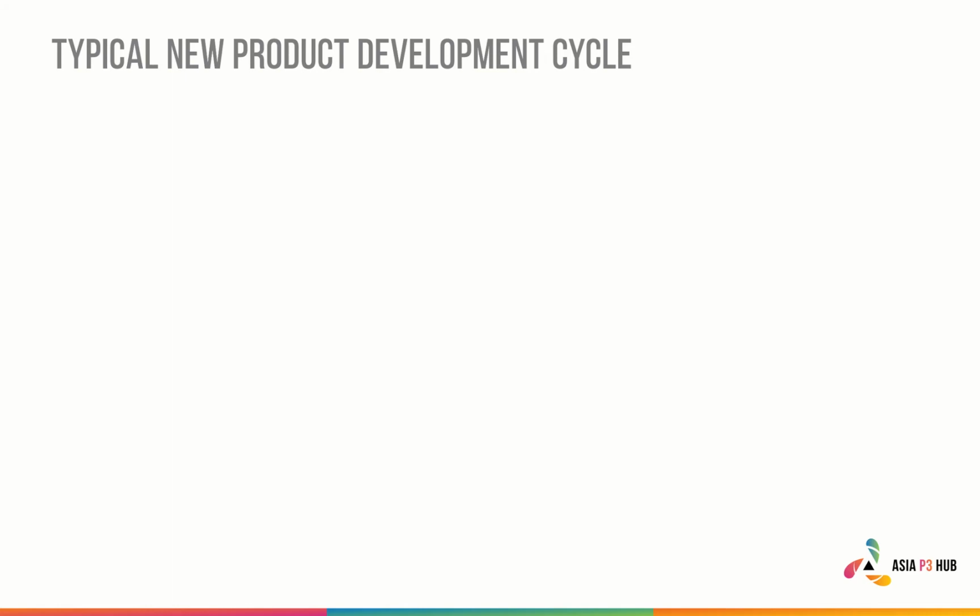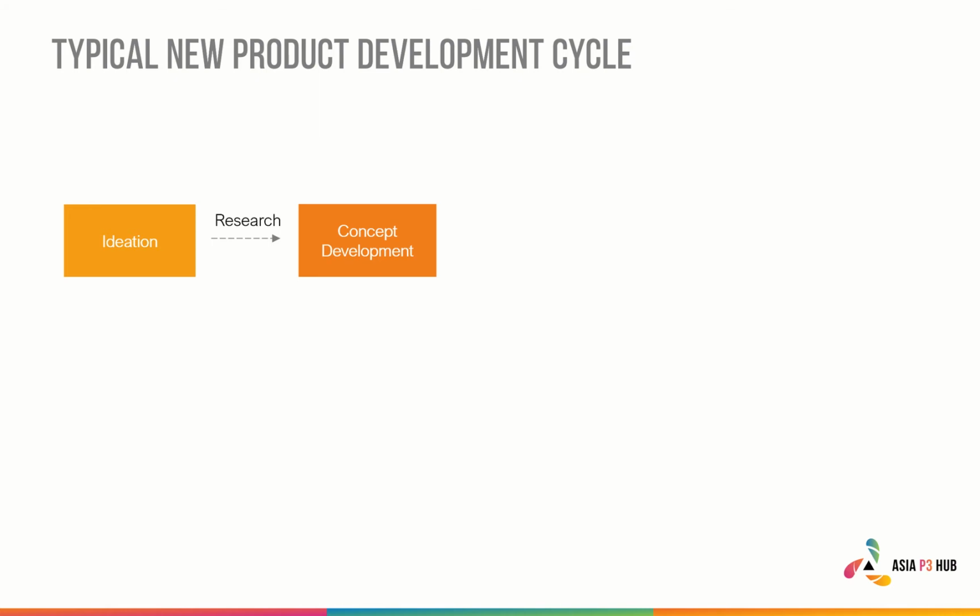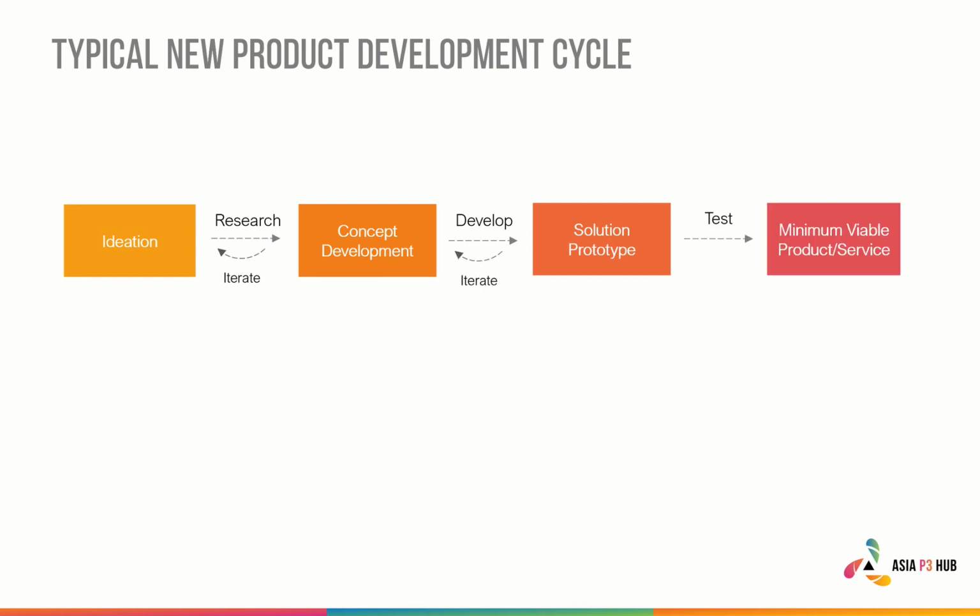Now you can find all sorts of representations of a new product development cycle online. Most would end up with some semblance of this. You first come up with an idea, and then you research and develop it further into a full-fledged product, and you iterate as necessary. From the concept, you develop it further into a prototype, and again, iterate as necessary. Finally, you will test the prototype repeatedly to get the right feedback until, hopefully, you get your minimum viable product or service. And this again is an iterative process.